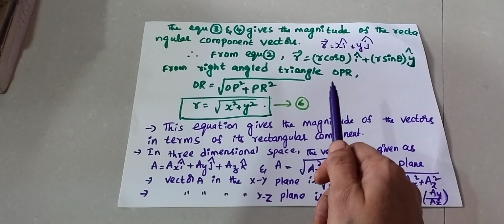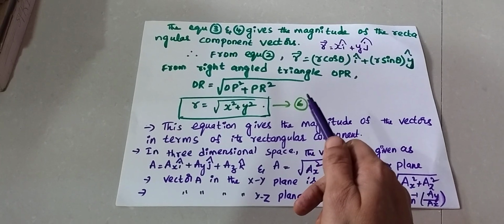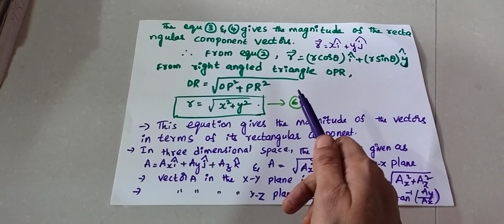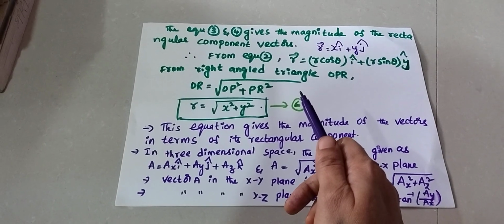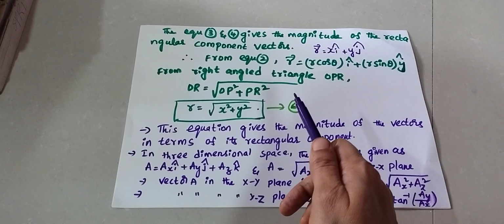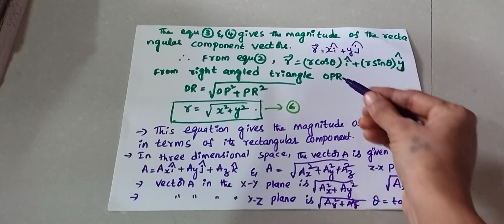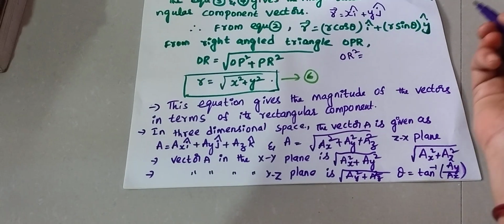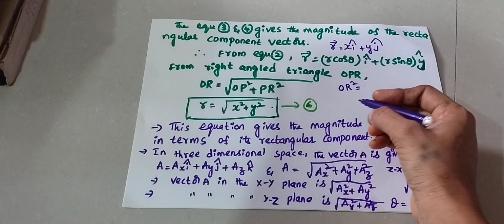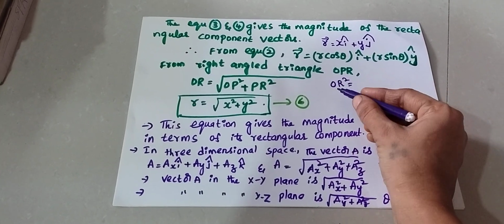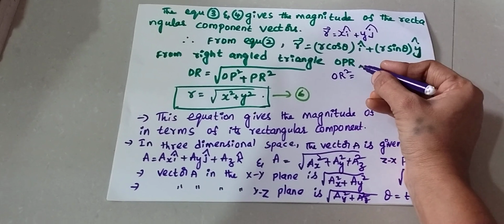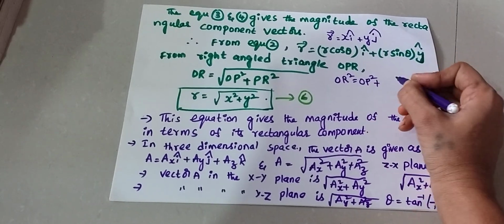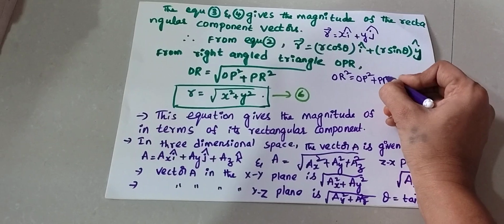From the right angle triangle, according to Pythagoras theorem, what is the statement of Pythagoras theorem? Hypotenuse square is equal to side square plus side square. Hypotenuse square means OR square. From triangle OPR, hypotenuse OR square is equal to side square plus side square, that means OP square plus PR square.